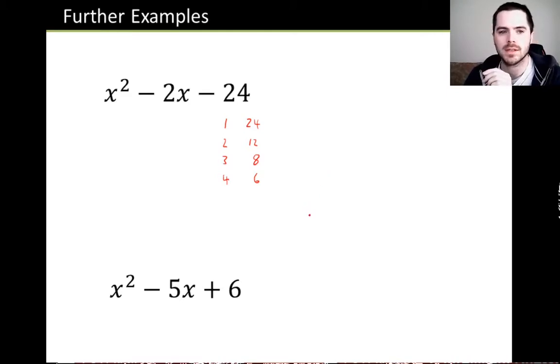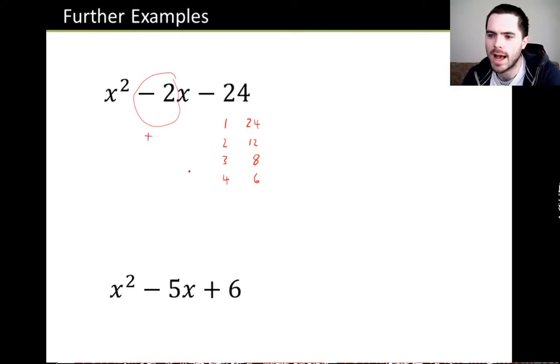Now, because we're looking at negative 24, there's something quite nice that would spring to mind here. You'll know that to get a negative when we multiply, only one of the numbers can be negative. Positive times a positive would give us a positive. A negative times a negative would give us a positive. So one of these has got to be positive, one of these has got to be negative. But which one? Well, I'm trying to make minus 2 when I add two of my numbers together. So I could do 24 take away 1. That's not going to work.